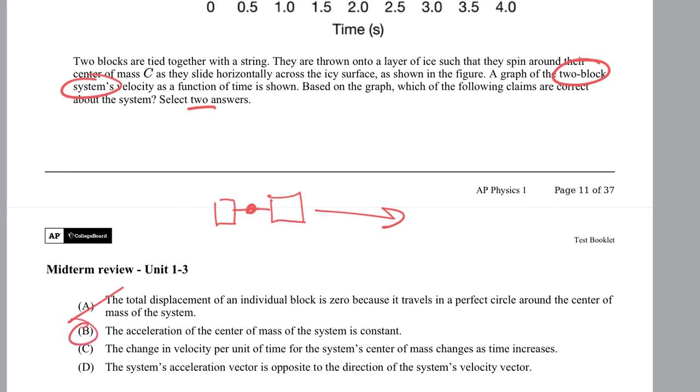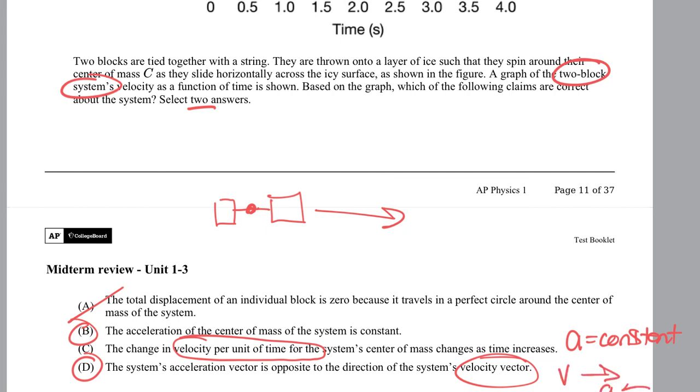So that's for B. Letter C, the change of velocity per unit time for the system center of mass changes as time increases. Velocity per unit of time is just another way to say acceleration. We already stated that acceleration is constant, so there's no way that can be true. Therefore, D is our answer. The system's acceleration vector is opposite to the direction of the system's velocity vector. That's just saying since velocity goes one direction, acceleration is going to go the opposite direction, and that is absolutely true. Let's look at this in the picture format.